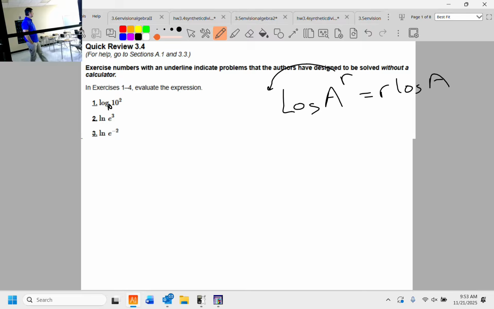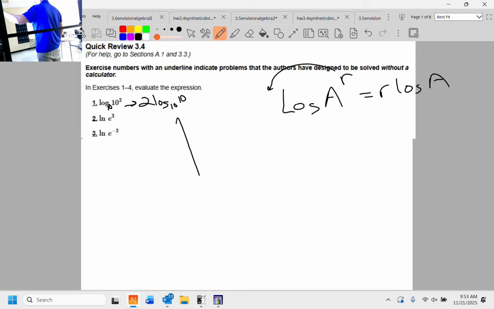So if I was looking at number 1, I'd shift that 2 to the front. I have 2 log base 10, argument 10. And it'd be really cool if you knew what log base 10 of 10 is asking. The base is 10. 1. So the answer is 1.